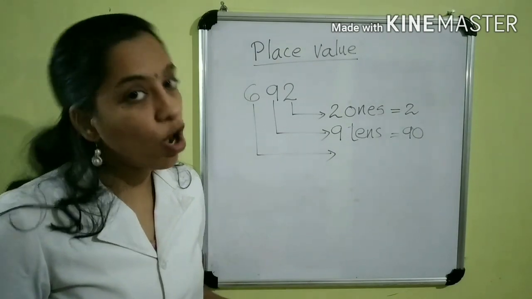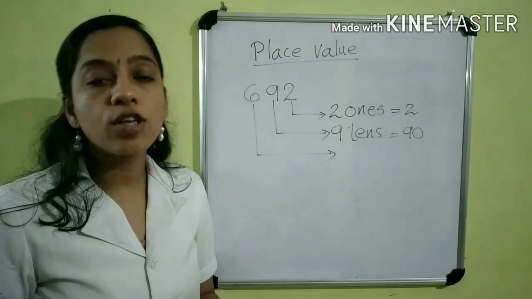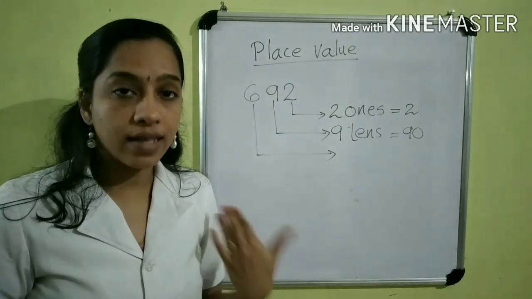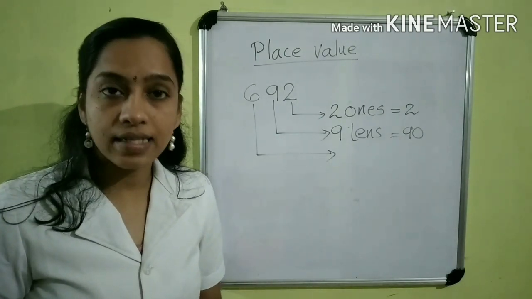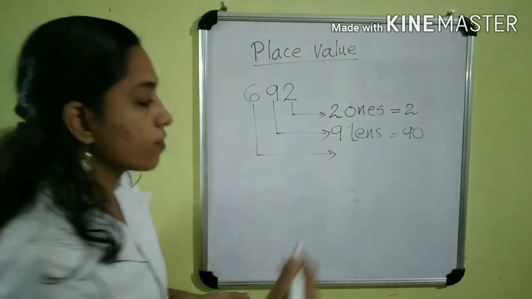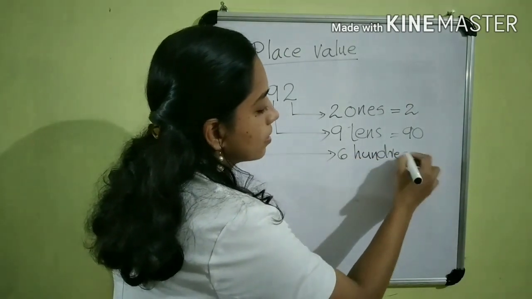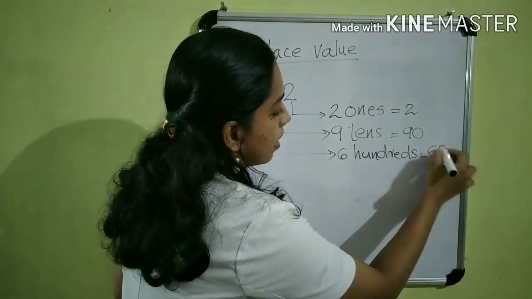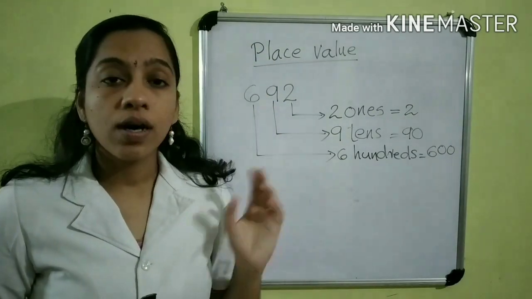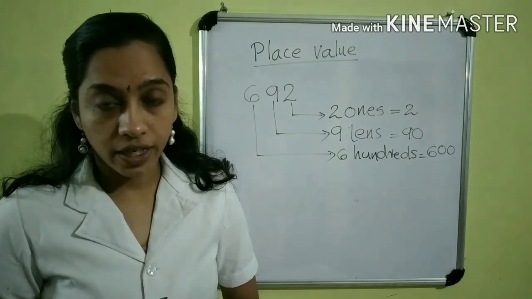Then the place value of 6. Here 6 comes in hundreds place. So we can write the place value of 6 as 6 hundreds, that's equal to 600. I told you place value depends on the place of the digit.